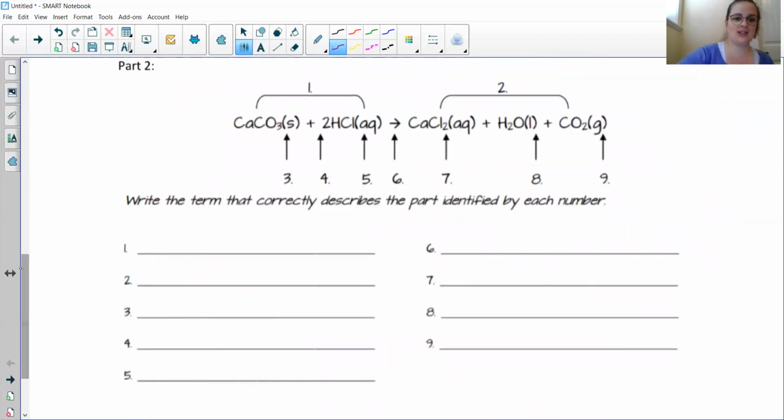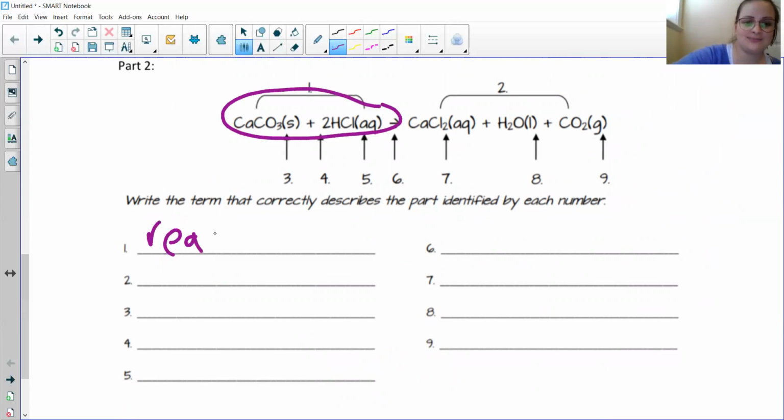So for part 2, it says write the term that goes with it. If you haven't done this part, please pause the video and do it. This is for you to practice your skills, not for you to write down me telling you the answer. All right, so number 1, the whole thing on the left, are the reactants. Number 2 is everything on the right-hand side of the arrow, which are products.